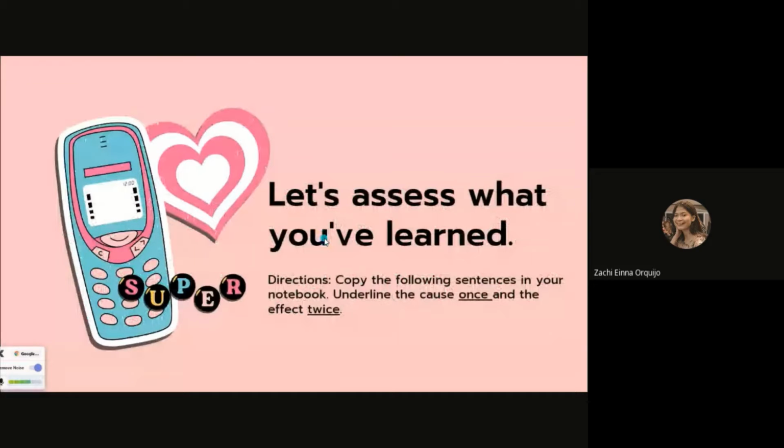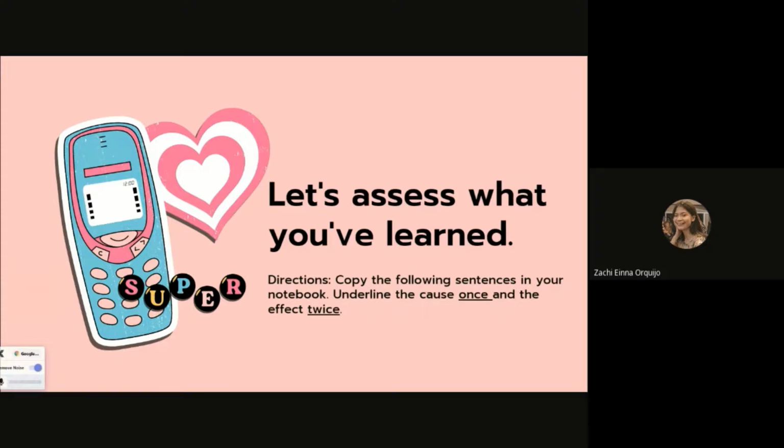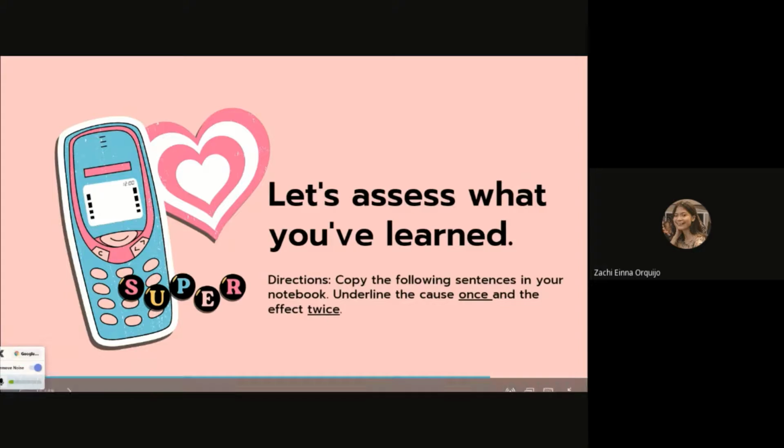So, let's assess what you've learned. So, you need to copy the following sentences in your notebook and you need to underline the cause once. Ibig sabihin, isang beses natin i-underline kapag may nakita tayong cause or sanhi. At kapag may nakita naman tayong effect or bunga or result doon sa isang sentence, ay i-underline natin siya ng 2 beses. Malinaw po ba? So again, kapag may nakita tayong cause or sanhi sa isang sentence, we underline it once. Pero kapag may nakita tayong effect sa isang sentence or bunga, we underline it twice.